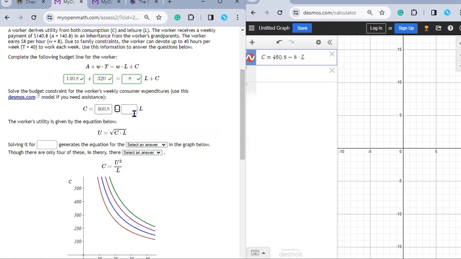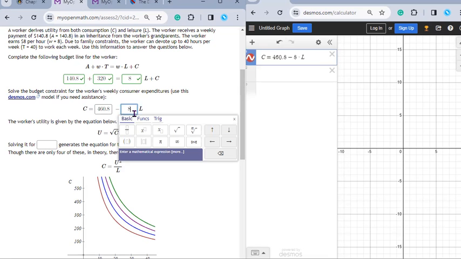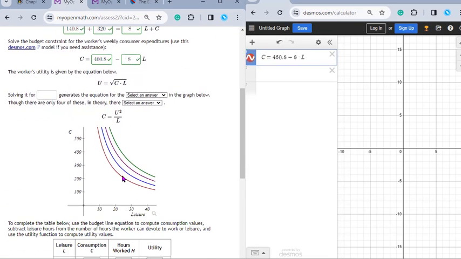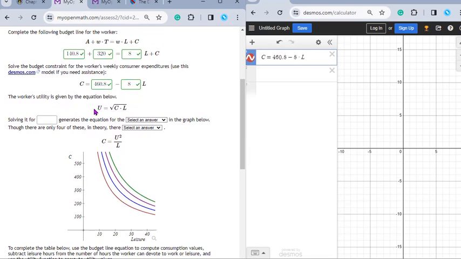460.8 minus 8 times L, right? Now I can graph it down here, correct? Now the worker utility function is, we're going to keep it simple. This is utility. Again, this is the level of euphoria or satisfaction you get from consumer goods and services and leisure. And for most people, the more of both means utility increases, right?